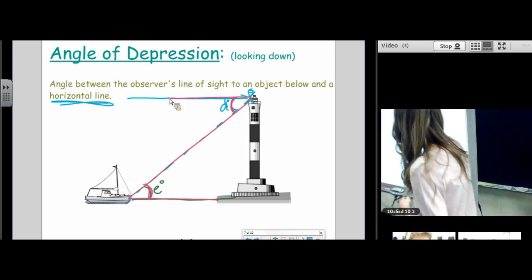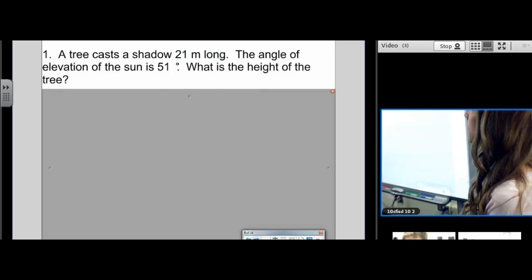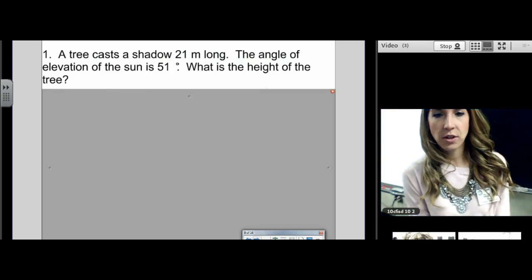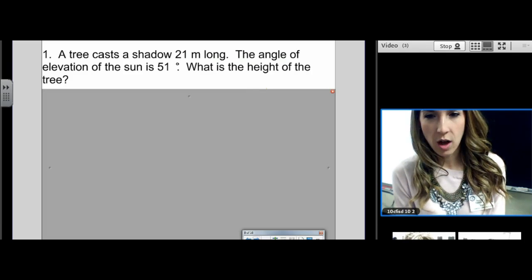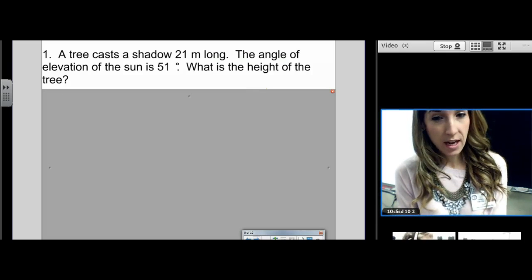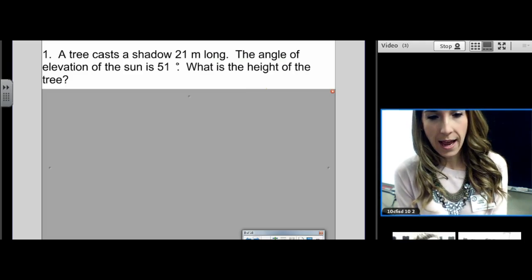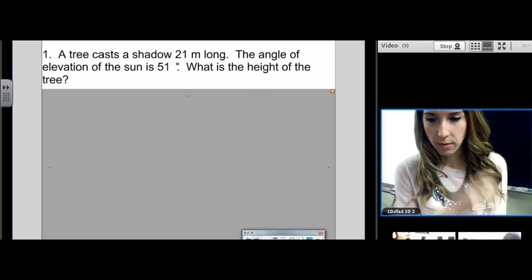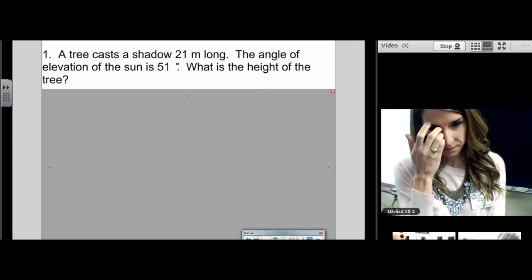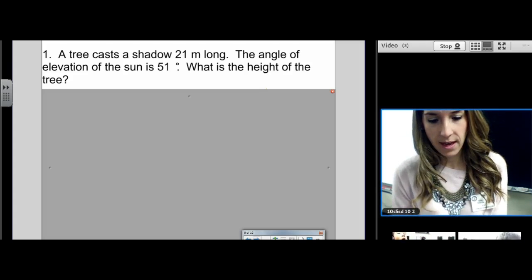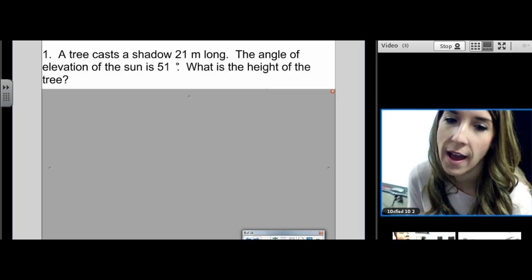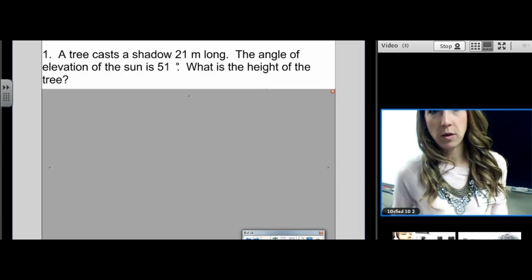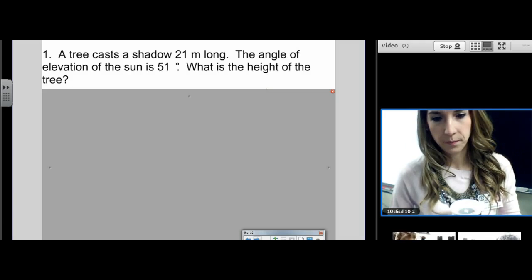Okay, let's do some word problems before we take our quiz. Draw a picture, please. A tree casts a shadow 21 meters long. The angle of elevation of the sun is 51 degrees. What is the height of the tree? Draw a picture before I show you the right picture. Label everything. This is a skill we should all have. We should be able to turn a word problem into a picture without being given a picture.